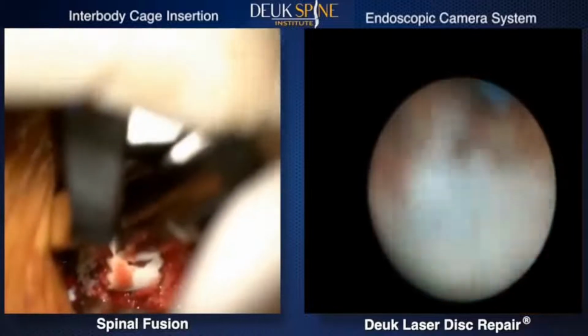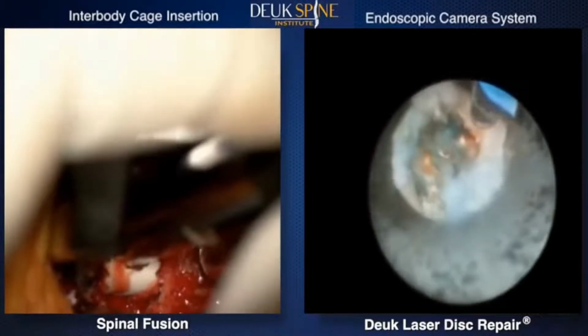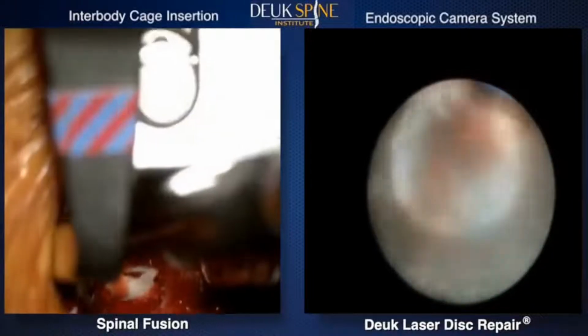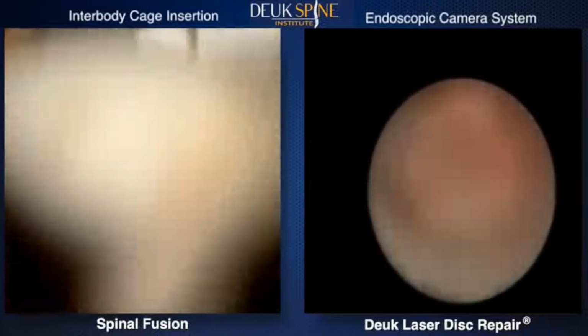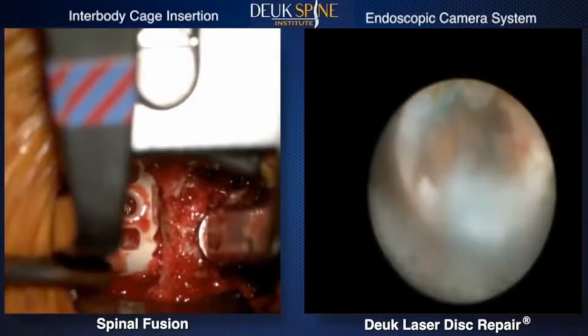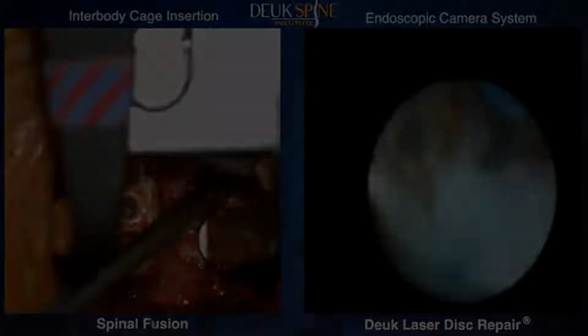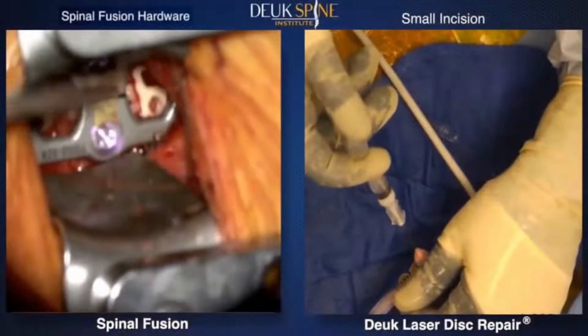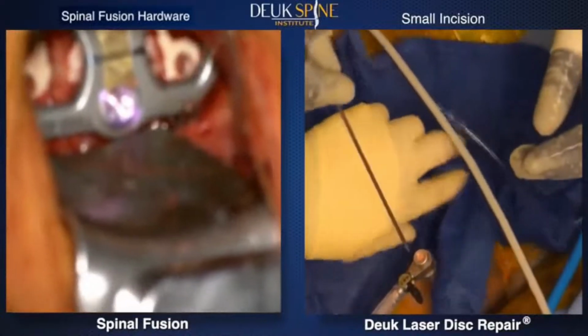After the fusion patient's damaged discs are removed, a metal or plastic cage housing bone grafting material is inserted in place of the removed discs. Fusion hardware, by design, is to fuse joints that normally move, preventing natural movement in the damaged portion of the spine. Whereas with the Deuk laser disc repair, there is no loss of movement. Normal movement and flexibility of the disc and joints is preserved.